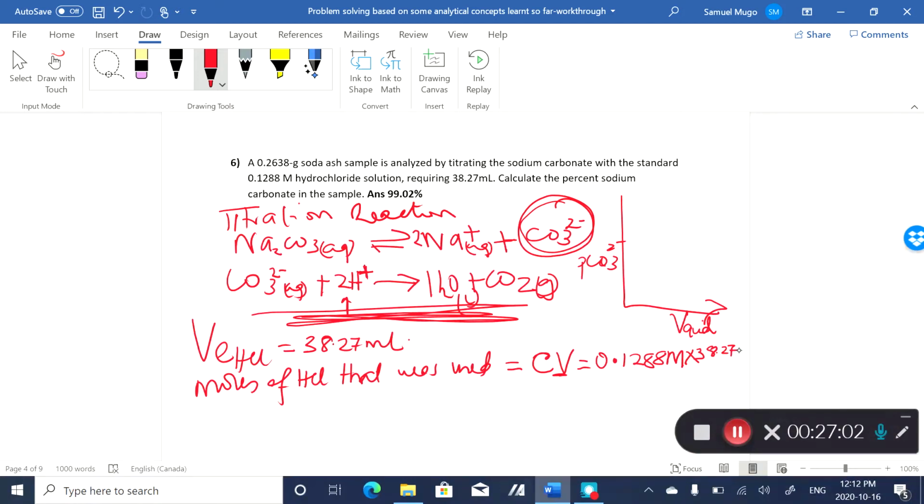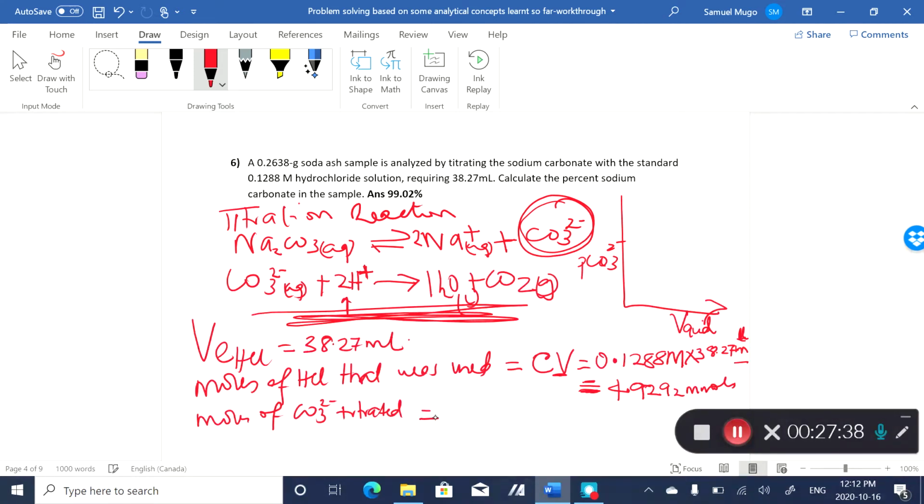If I multiply it by the volume, 38.27, if I keep it in mL, my number of moles here is going to be in millimoles. So I get 4.9292 millimoles. So the moles then of carbonate that was consumed, or that was titrated, would be equal to this number.